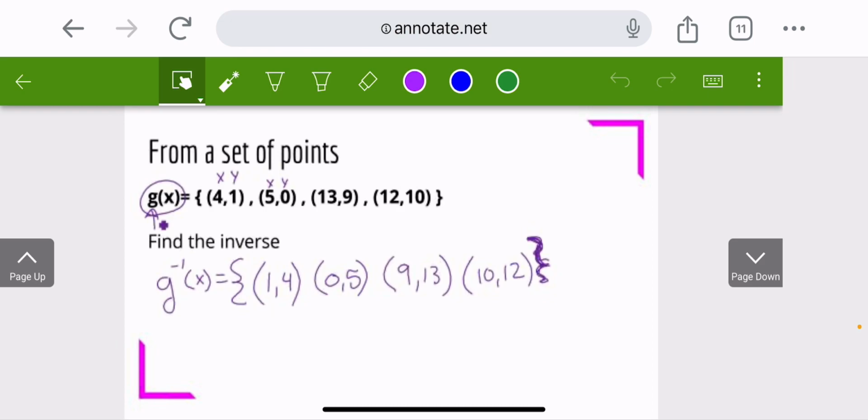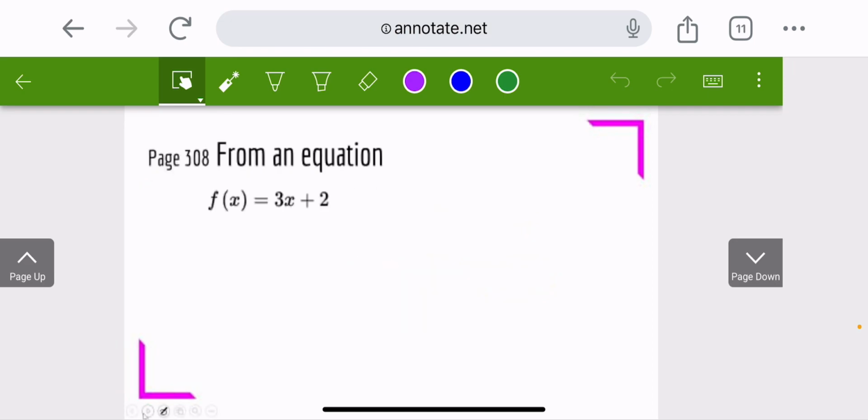Questions on this one? Because it's going to kick up a notch. Because now we're not going to deal with a list of points. We're going to deal with an equation. So we're going to use an equation, and we're going to find the inverse. So we have f of x equals 3x plus 2.